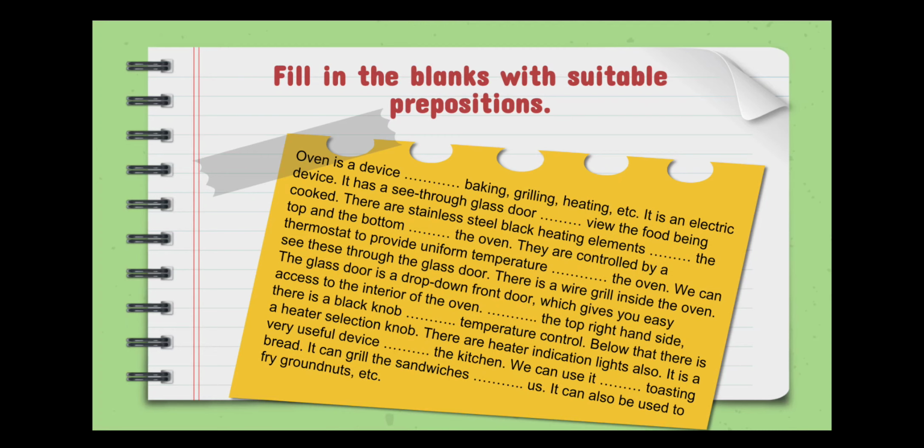Fill in the blanks with suitable prepositions, and over here in this particular description you can use to, with, for, etc. Oven is a device for baking, grilling, heating, etc. It is an electric device. It has a see-through glass door to view the food being cooked.